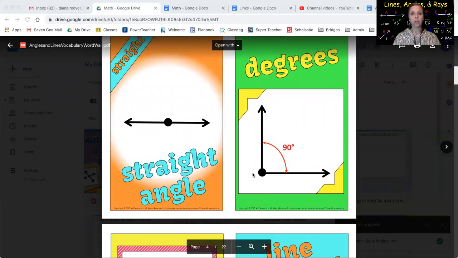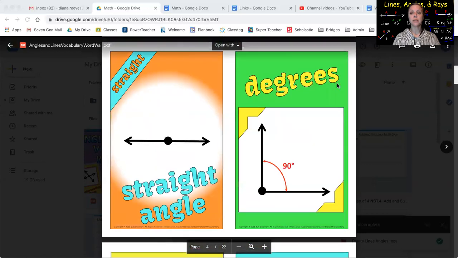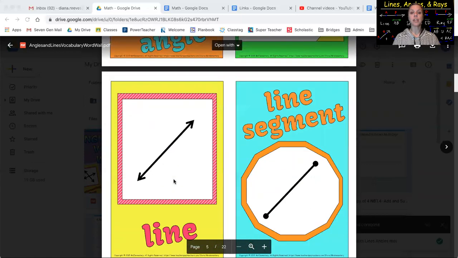A straight angle, on the other hand, is actually just a straight line. But the cool thing about that is you can actually tell the degree of a straight line, because if you draw a 90-degree angle right up the center, it makes two 90-degree angles. And you know that 90 plus 90 is 180. So this straight angle right here is actually a 180-degree angle. So we have acute, obtuse, right angle, and straight angle.